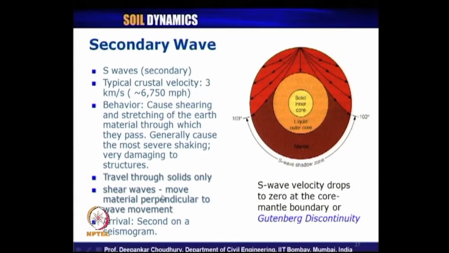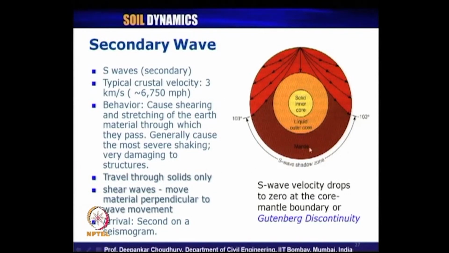Shear waves move material perpendicular to the wave movement, as I just mentioned. And what is the arrival time of the secondary wave in a seismogram? It is the second wave to arrive. When an earthquake occurs, seismograms record different waves. The first arrival is the P wave because of its very high crustal velocity. The next higher velocity is the S wave, so the second arrival in the seismogram is the S wave.